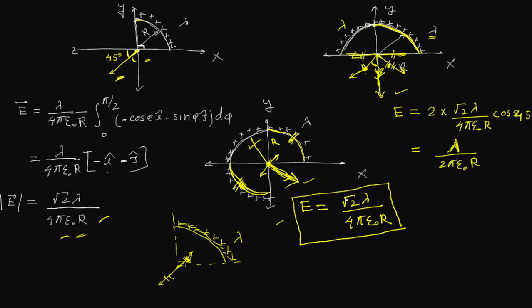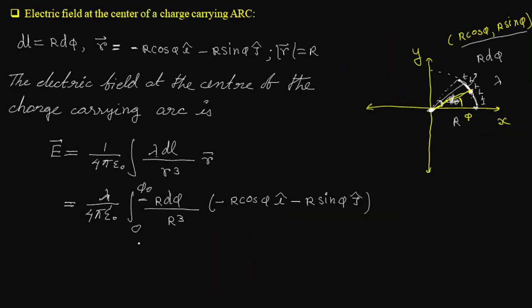But the main thing you have to remember is that these results are only for uniform charge distribution. If the examiner gives you a non-uniform charge distribution, then this result will not be valid. The result will be different. So for that, what you have to do? You have to do this integration.